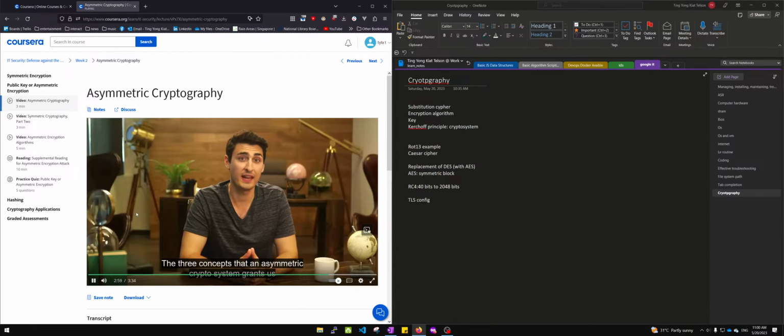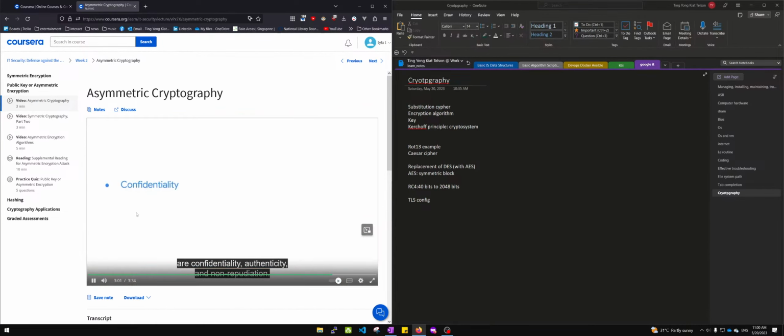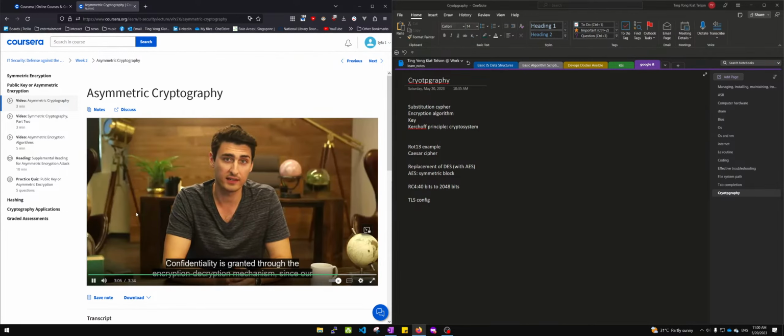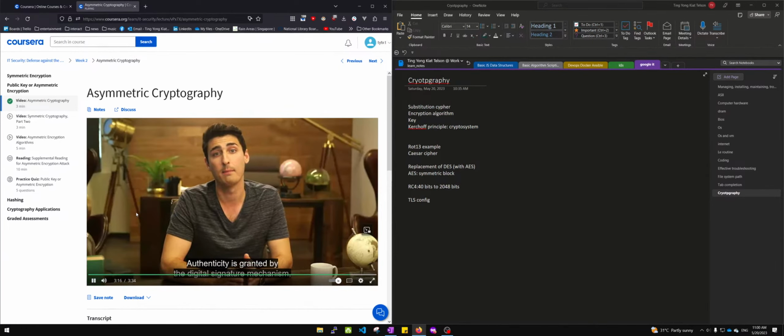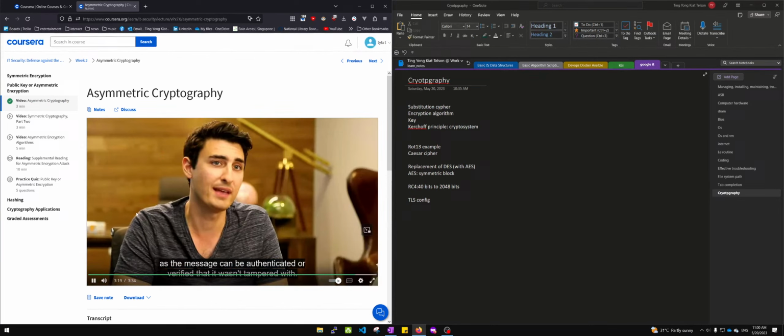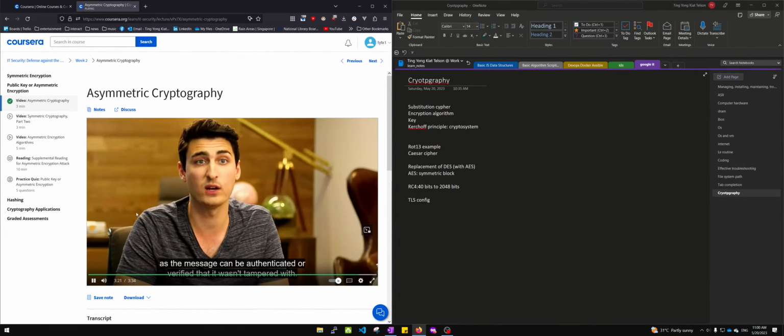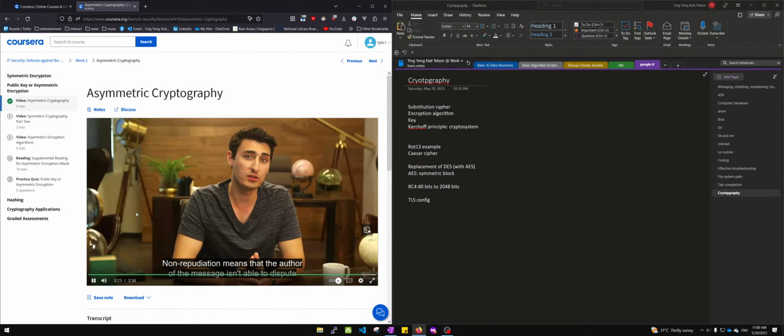The three concepts that an asymmetric crypto system grants us are confidentiality, authenticity, and non-repudiation. Confidentiality is granted through the encryption-decryption mechanism, since our encrypted data is kept confidential and secret from unauthorized third parties. Authenticity is granted by the digital signature mechanism, as the message can be authenticated or verified that it wasn't tampered with. Non-repudiation means that the author of the message isn't able to dispute the origin of the message. In other words, this allows us to ensure that the message came from the person claiming to be the author.